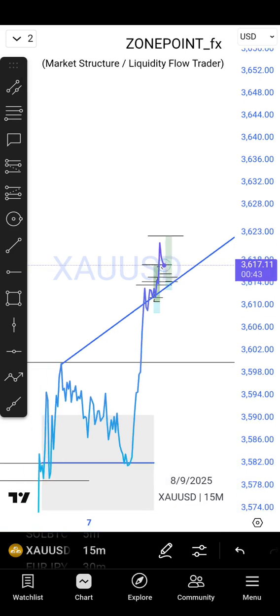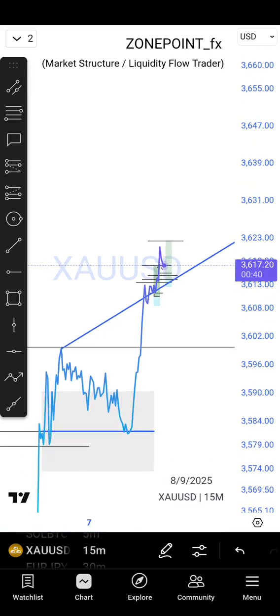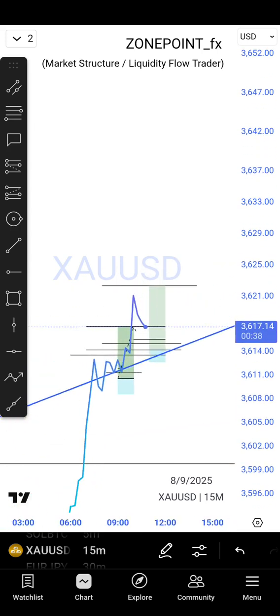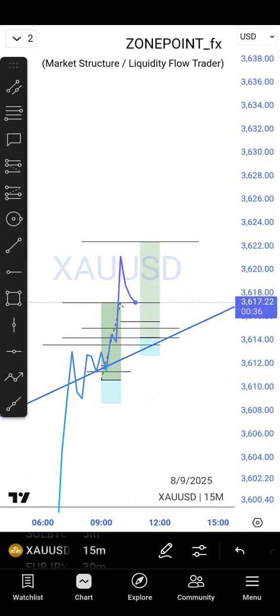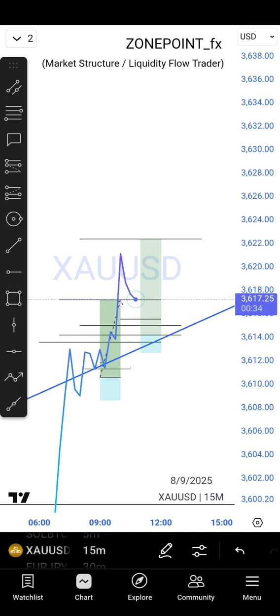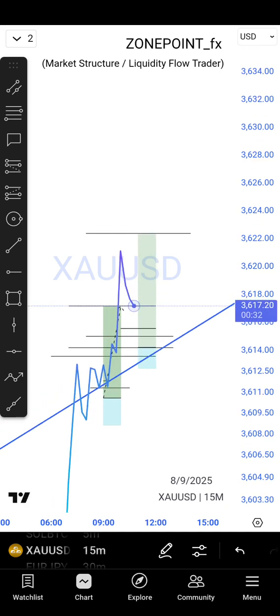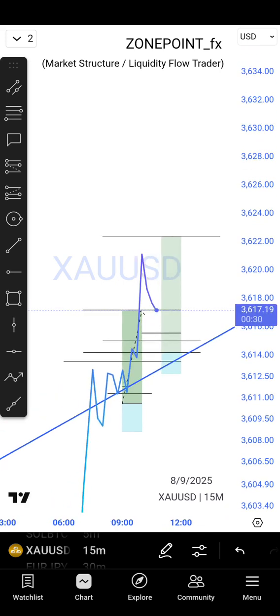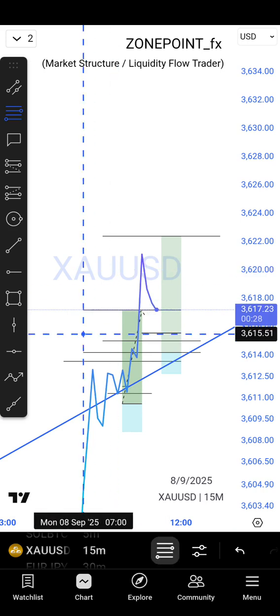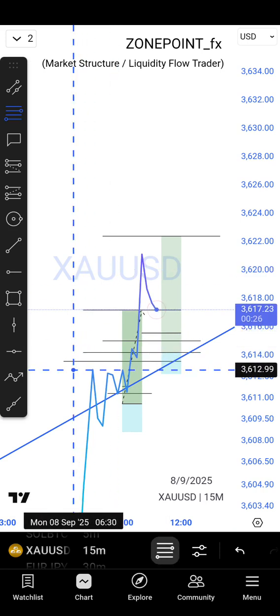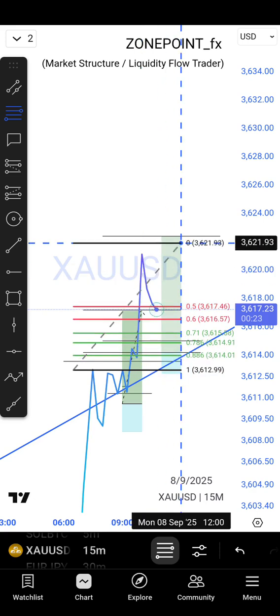So I'll be picking the trend line from here to here, aligning with my key points I marked. So now let's use Fibonacci also. Let's use Fibonacci here. We join Fibonacci from here to here.